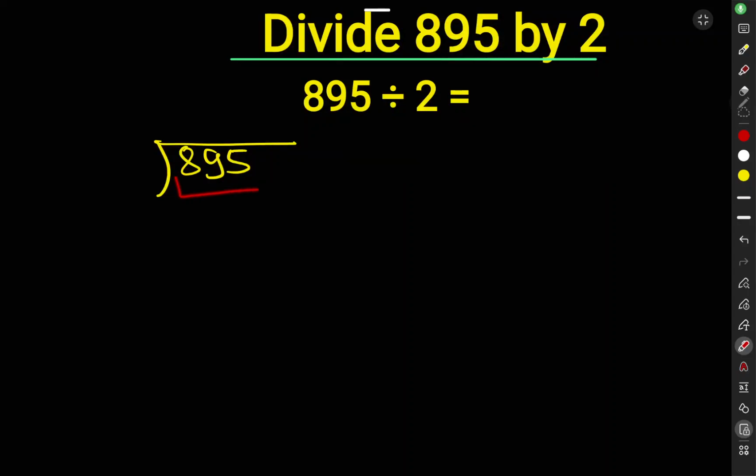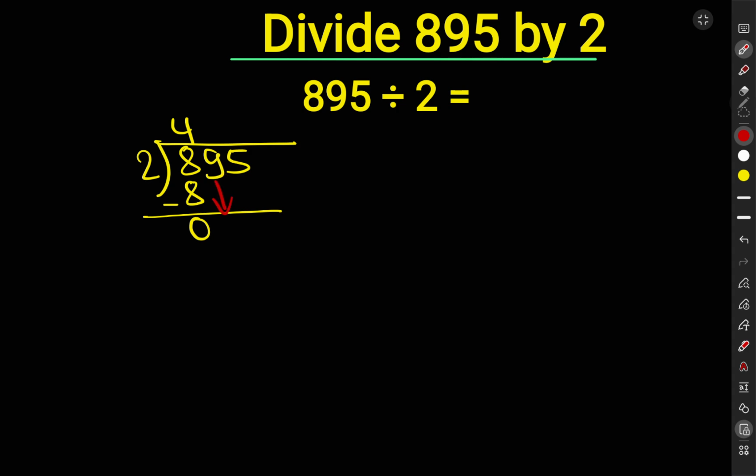Divide 895 by 2 in a long division method. So 2 times 4 is 8. On subtracting we get 0.